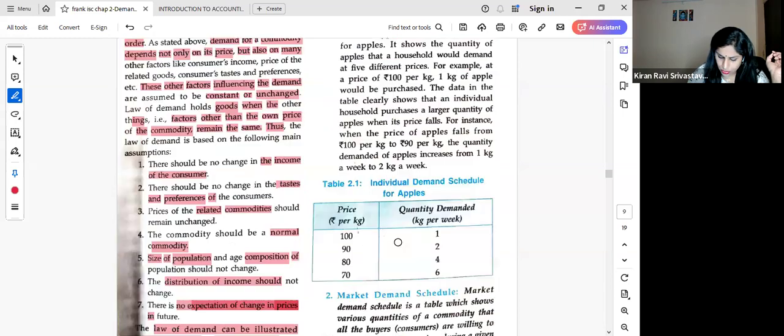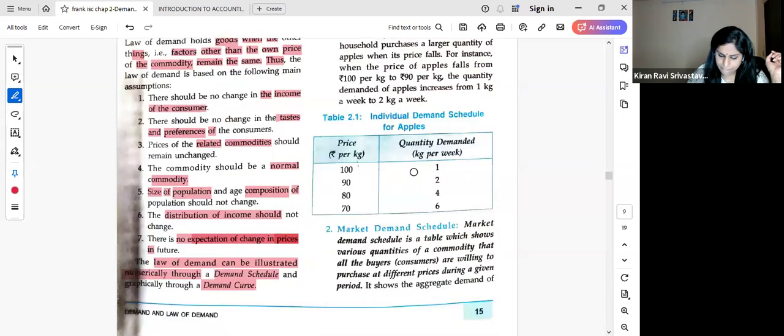For example, look at this. 1 kg, 2 kg, 4 kg, 6 kg. Different quantities of commodities, 1, 2, 4, 5, 6. You can see here quantity demanded, kgs per week. Different quantities of a commodity demanded at different prices. And this is a tabular statement because it is a table. Okay, it's a table. Demand schedule for apples we are studying.